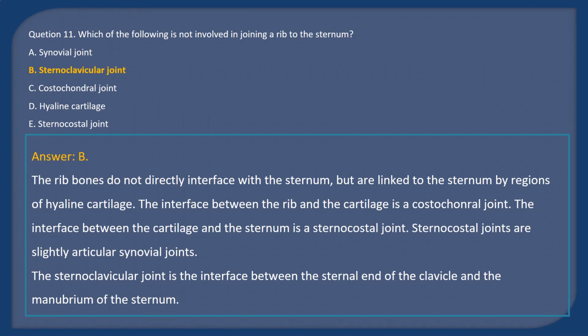Answer B. The rib bones do not directly interface with the sternum, but are linked to the sternum by regions of hyaline cartilage. The interface between the rib and the cartilage is a costochondral joint. The interface between the cartilage and the sternum is a sternocostal joint. Sternocostal joints are slightly articular synovial joints. The sternoclavicular joint is the interface between the sternal end of the clavicle and the manubrium of the sternum.